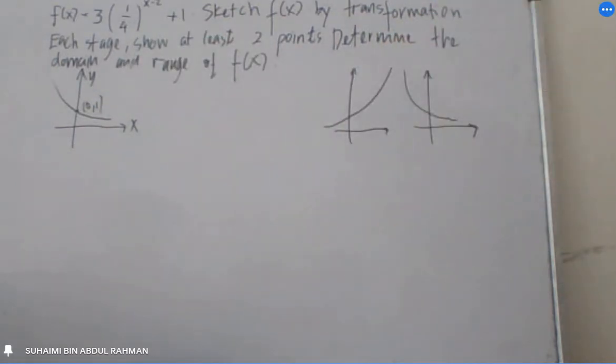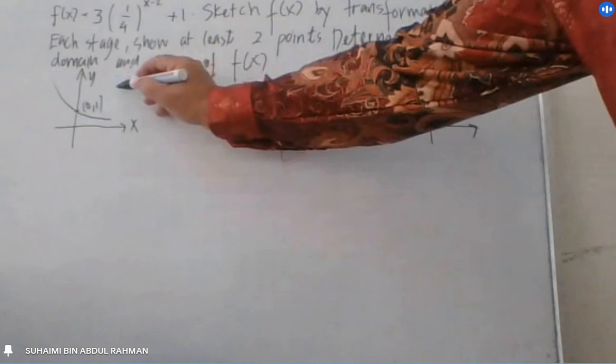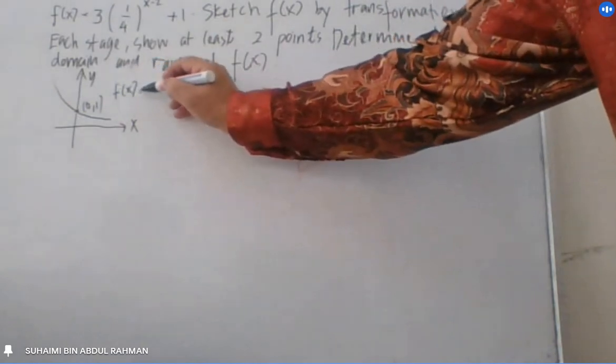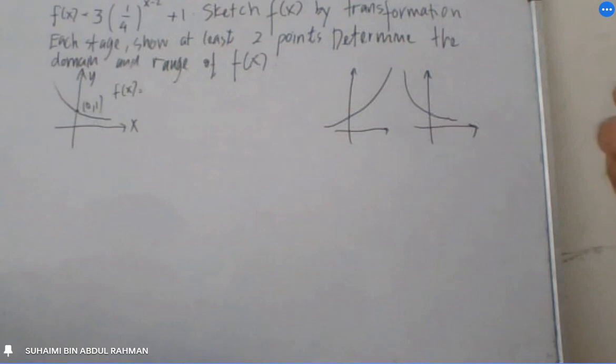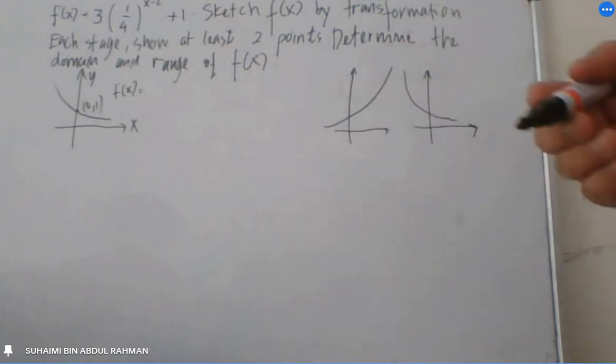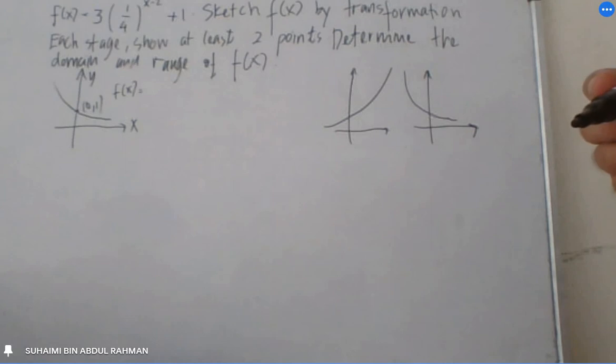And another point. (1, 1), sir? No, it's not (1, 1). We don't have point (1, 1) here. So what is the function? We have to look at the function first. What is the function? The first ever function we want to start with.